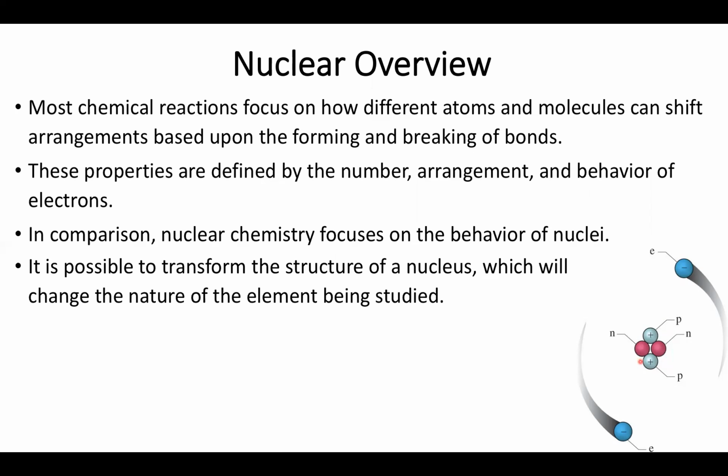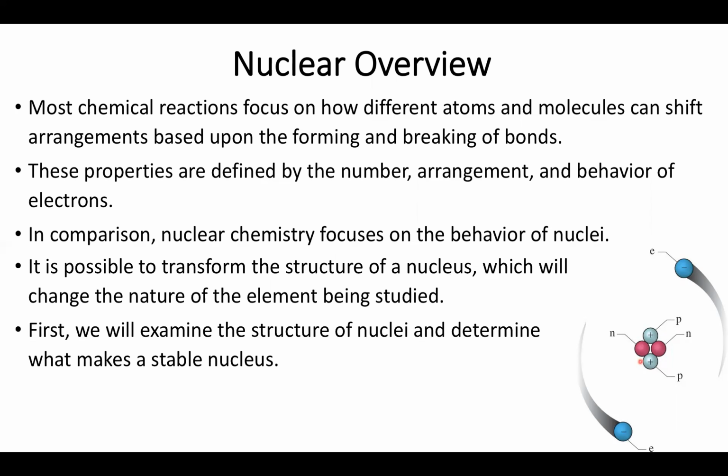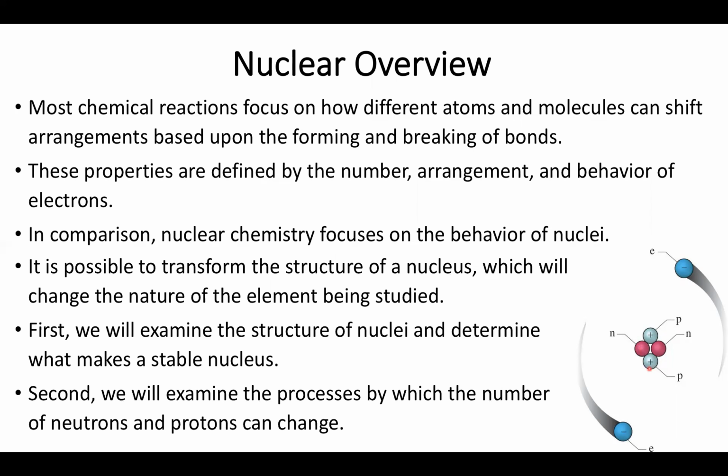So the first thing we need to establish is what the structure of a nucleus is, and try to help figure out what makes a stable nucleus. Once we have an idea of what's stable and what's unstable, we can look at the processes by which the number of neutrons and protons can change, how we can change the nuclei into something else. And while we do this, we're going to bring in a lot of topics we've hit before, including kinetics.